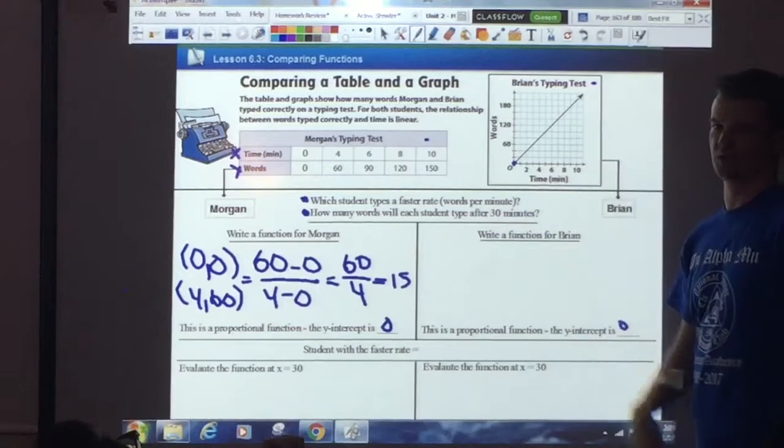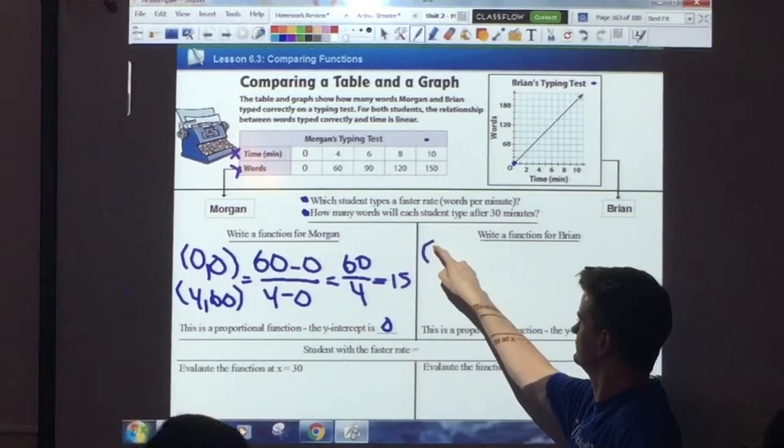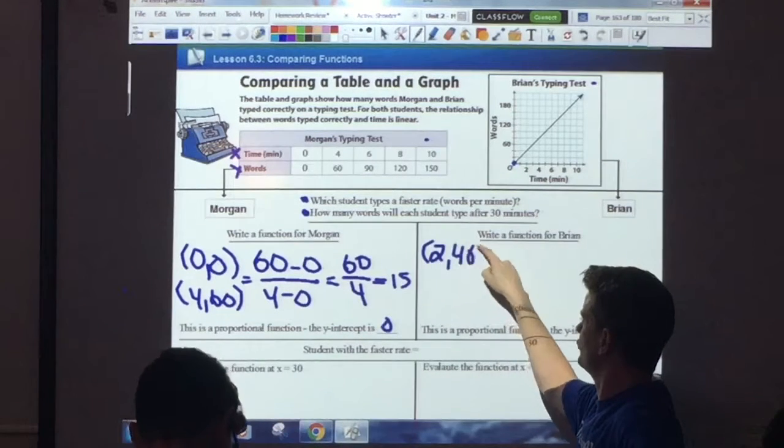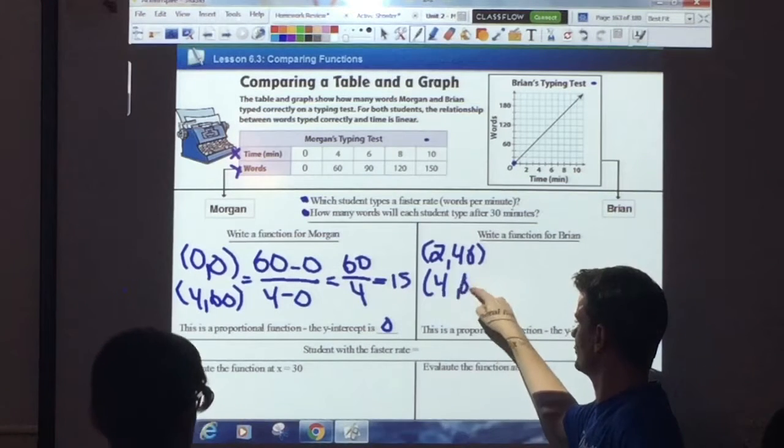We need 2 coordinate pairs from this graph, so give me 2 coordinate pairs. 2 and 40, okay. 4 and 80, good. You could have also used 0, 0, but whatever works. It doesn't matter which ones you use.